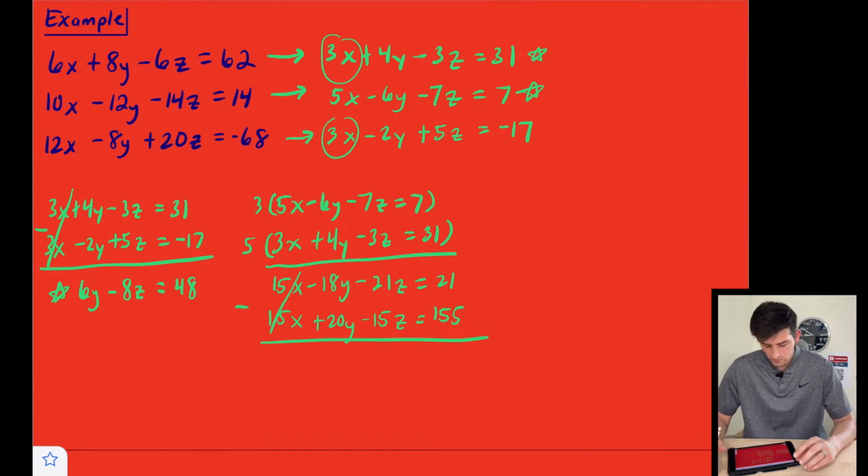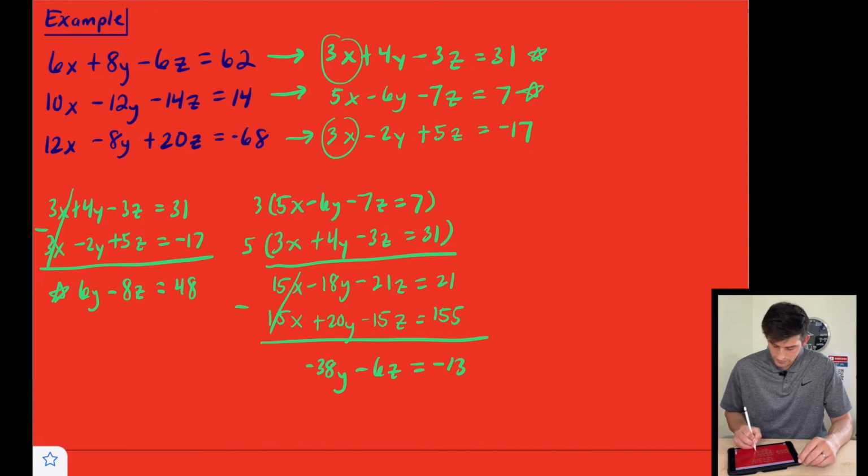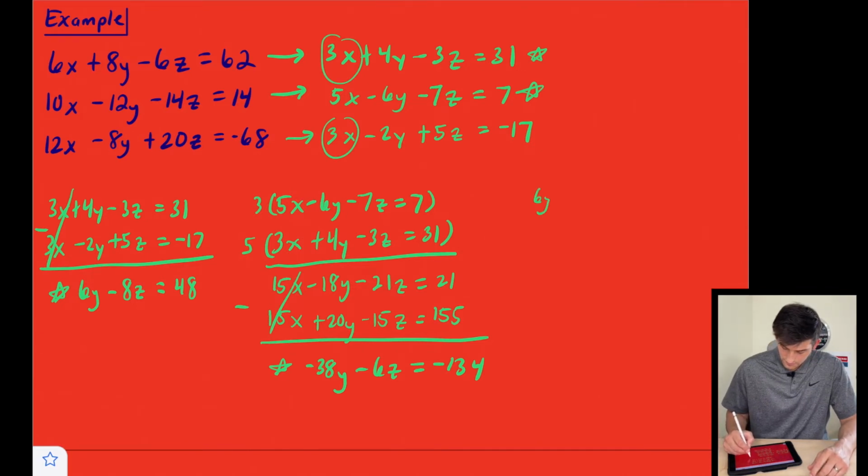And now we have negative 18y minus 20y. So negative 18 minus 20, that's going to give us a negative 38y. Okay, now we have negative 21 minus negative 15, so negative 21 plus 15, so minus 6z. And then we have 21 minus 155, and that gives us negative 134, okay? All right, so now we're gonna take these two equations that we have, and we're gonna write them next to each other in a system. Okay, so now we have 6y minus 8z equals 48, and we have negative 38y minus 6z equals negative 134.